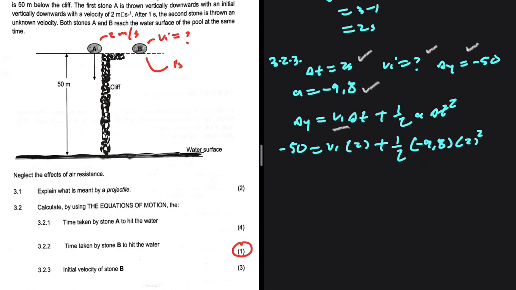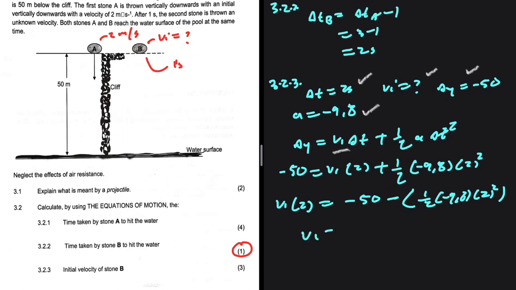So how do I set up my equations now? VI multiplied by 2 will be equal to minus 50 minus a half, minus 9.8, the time is 2 squared. If I divide both sides by 2, I'm getting VI being equal to 15.2 meters per second downwards. The question says the velocity, so we're supposed to include the direction, just like I did there.